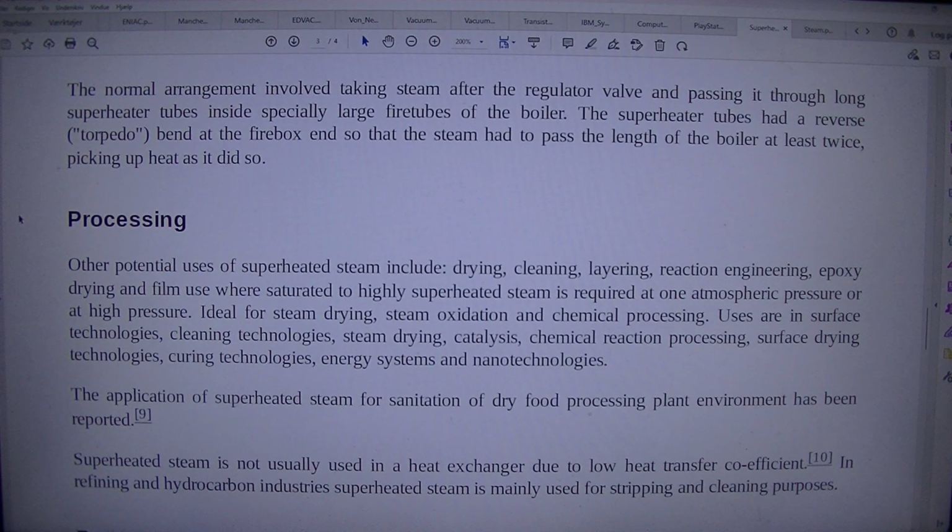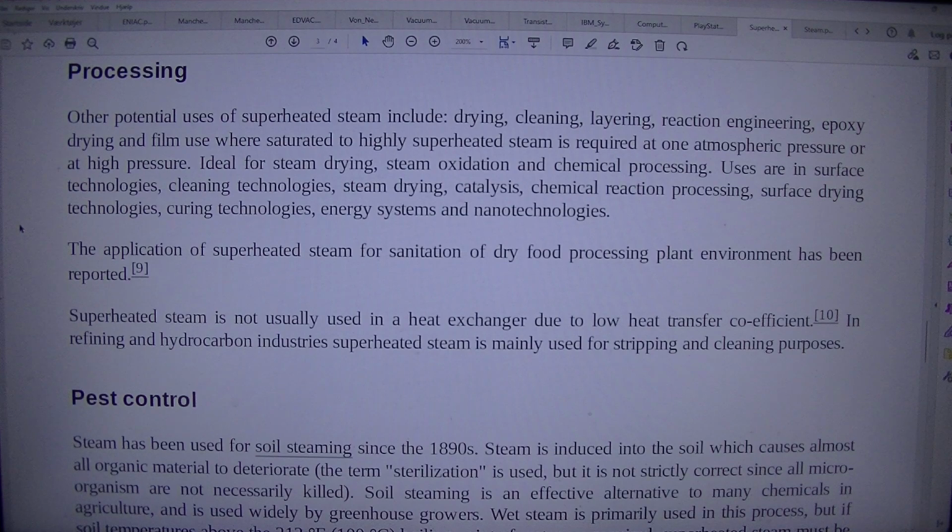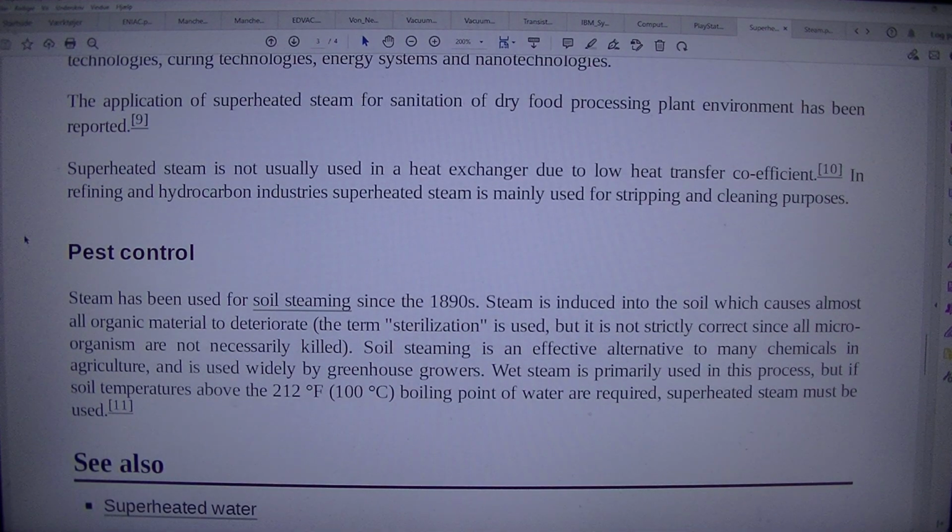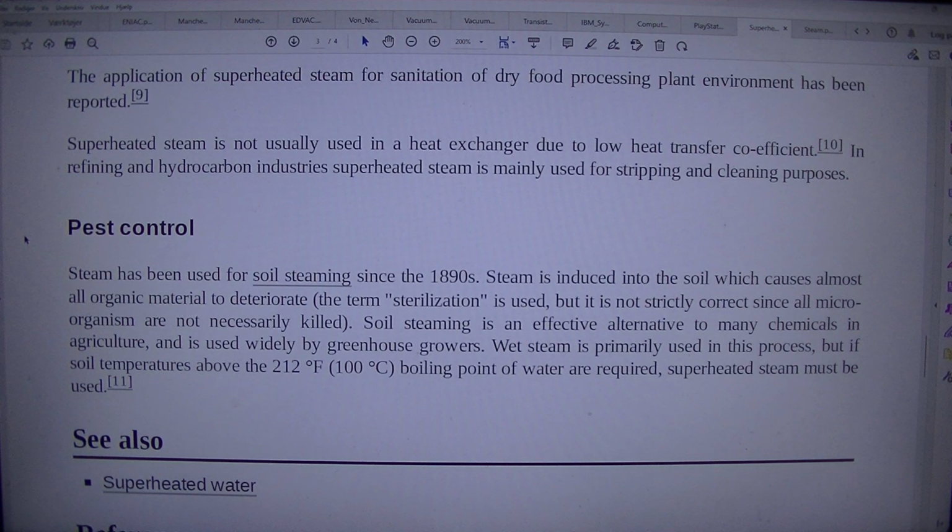Processing. Other potential uses of superheated steam include drying, cleaning, layering, reaction engineering, epoxy drying and film use, where saturated to highly superheated steam is required at 1 atmospheric pressure or at high pressure. Ideal for steam drying, steam oxidation and chemical processing. Uses are in surface technologies, cleaning technologies, steam drying, catalysis, chemical reaction processing, surface drying technologies, curing technologies, energy systems and nanotechnologies. The application of superheated steam for sanitation of dry food processing plant environment has been reported.